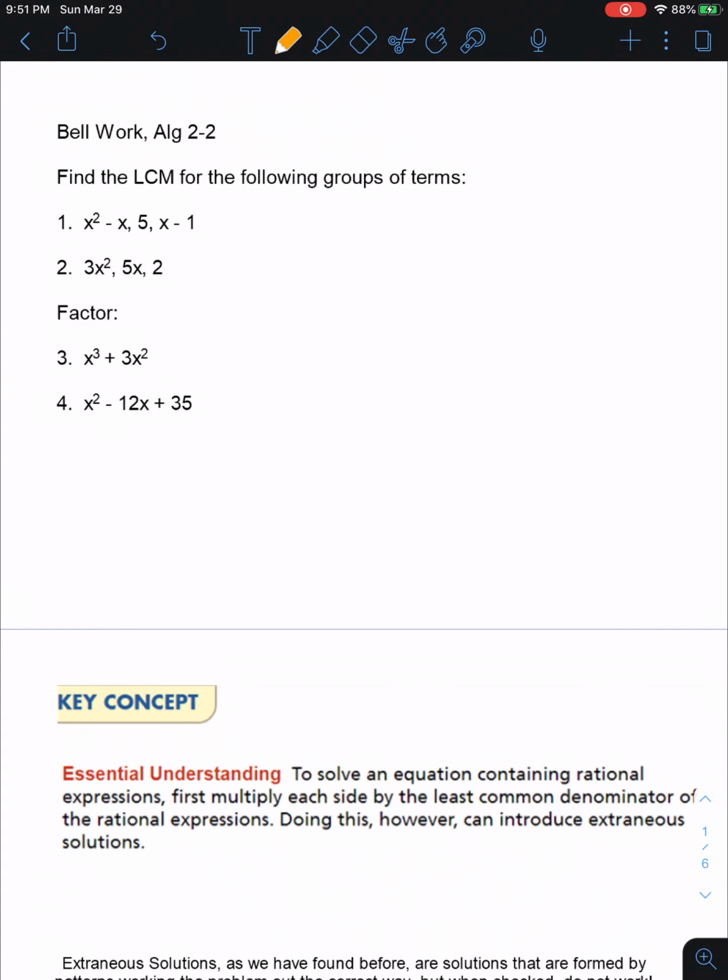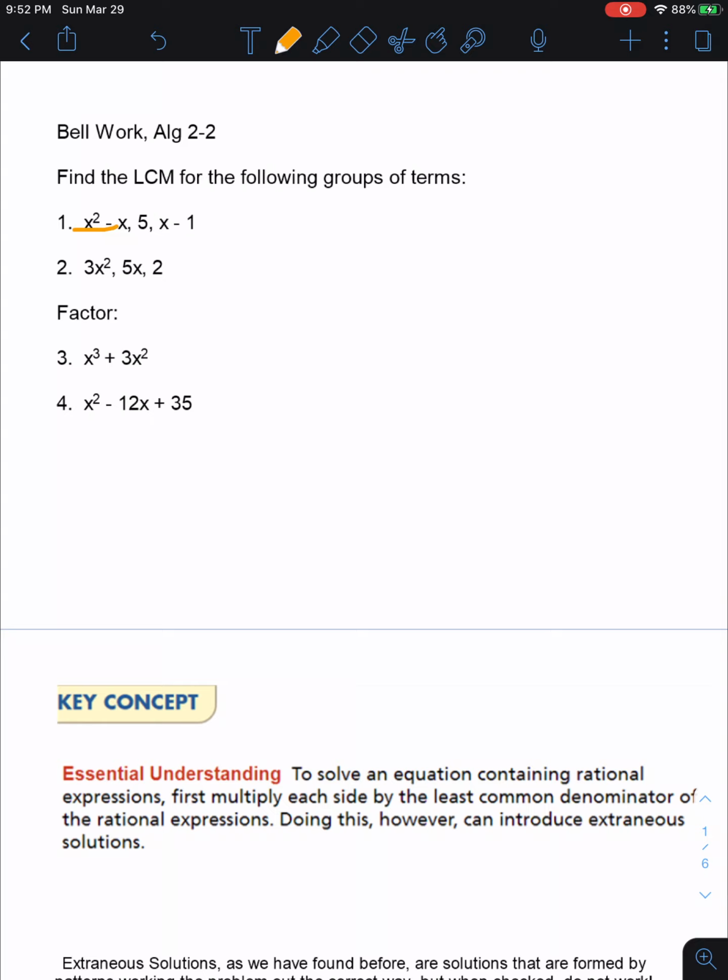Good morning. So today in Algebra 2 CP, what we're looking at is rational expressions and equations, and we're going to solve them. We're going to start out with a little bit of review here. Find the least common multiple for the following groups of terms.